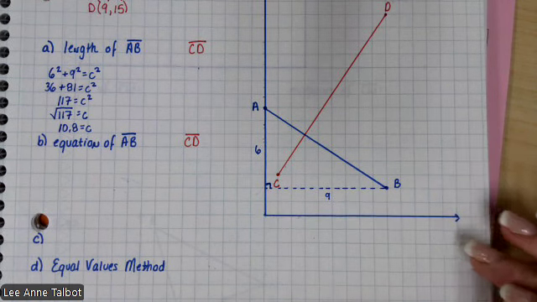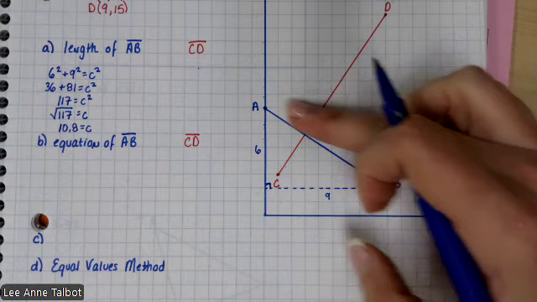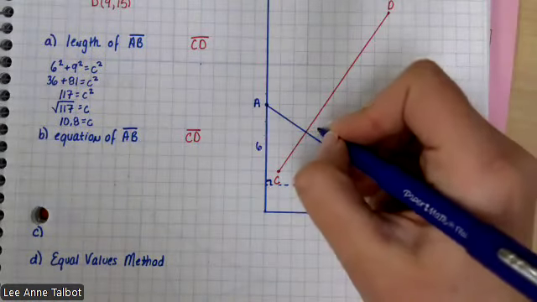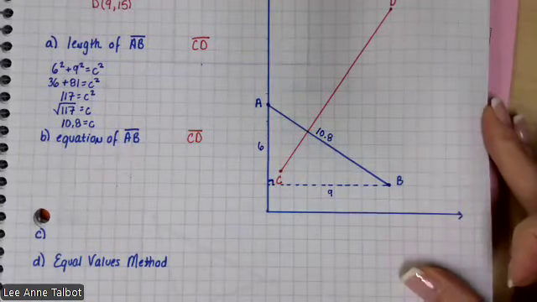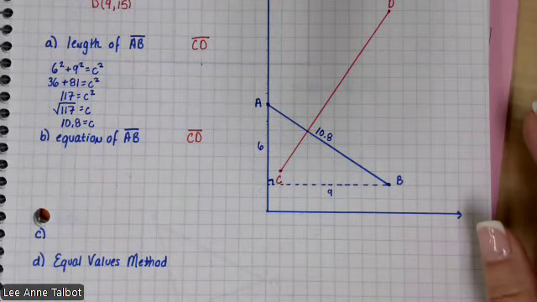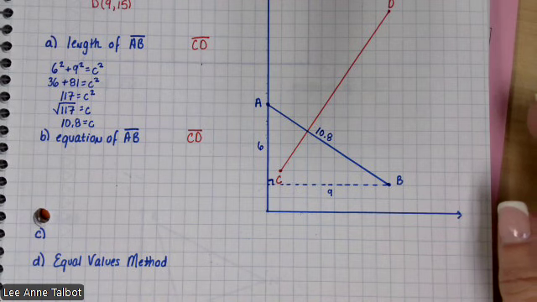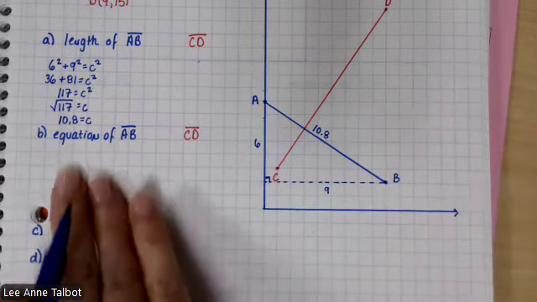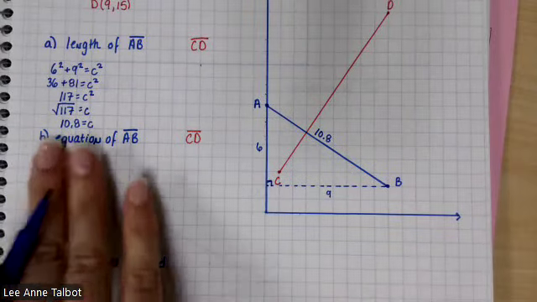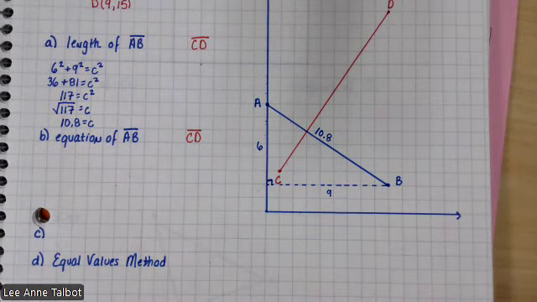Do you guys have any questions about how I got the length of A to B? So this is 10.8. Are we good? Okay, now I'm going to continue on with just segment AB. I'm going to find its equation.